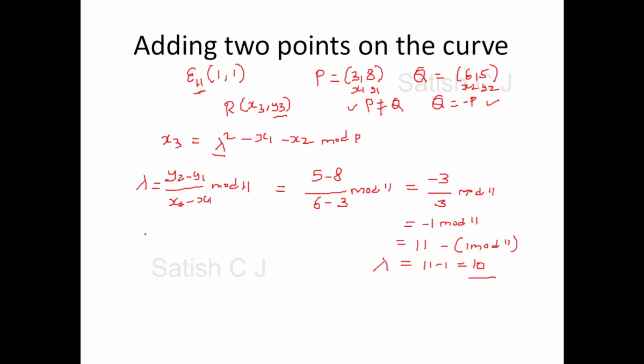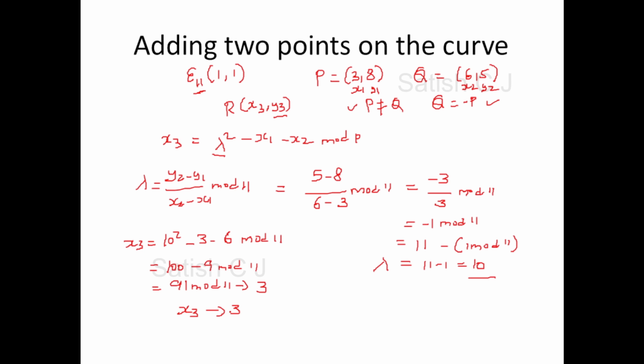Now we have to compute x3 using the value of delta. What is x3? x3 is equal to delta square minus x1 which is 3, minus x2 which is 6, mod 11. So this is nothing but 100 minus 9 mod 11. So we get 91 mod 11, that is the remainder here is 3. So what we have computed is x3, the value for x3 as 3.